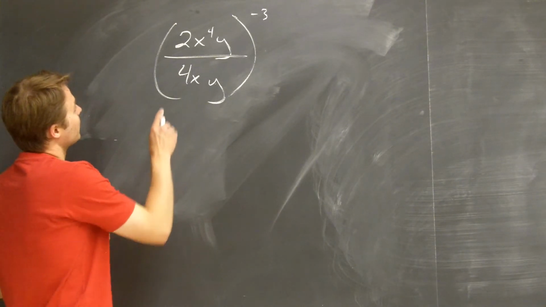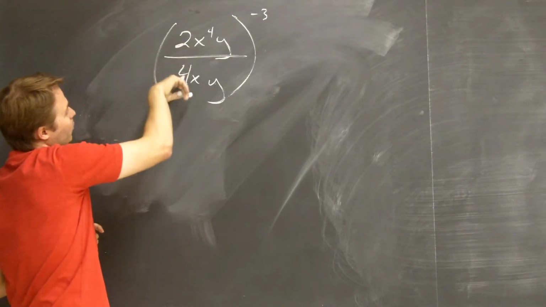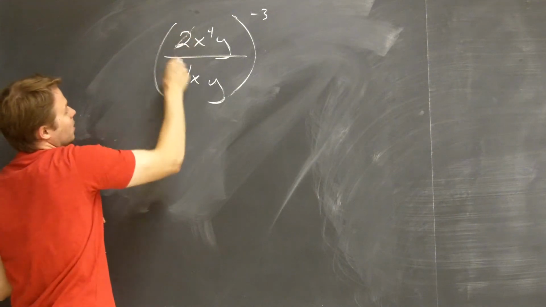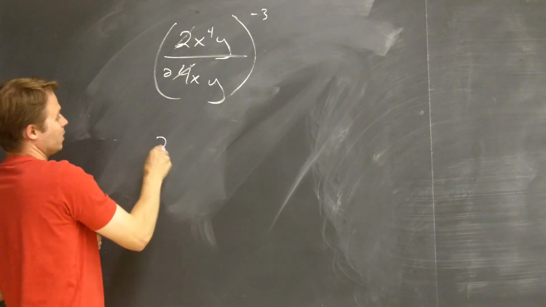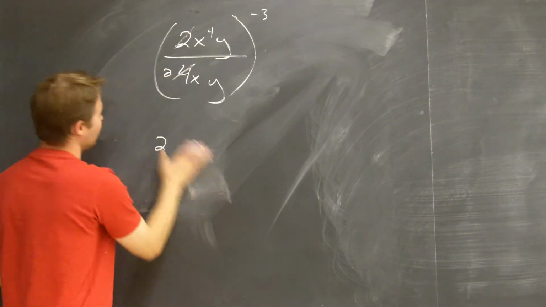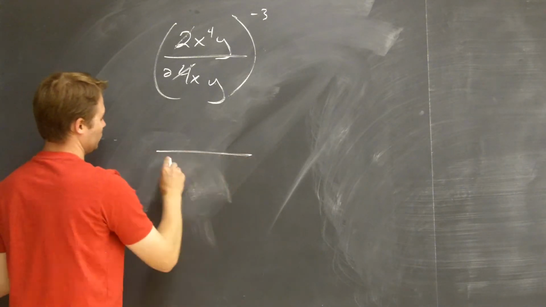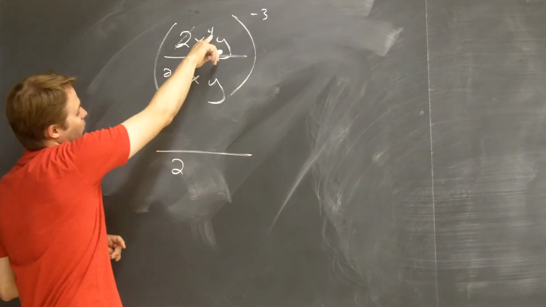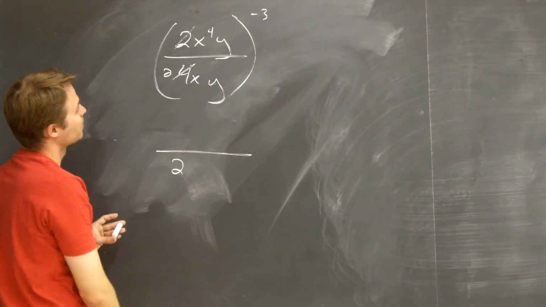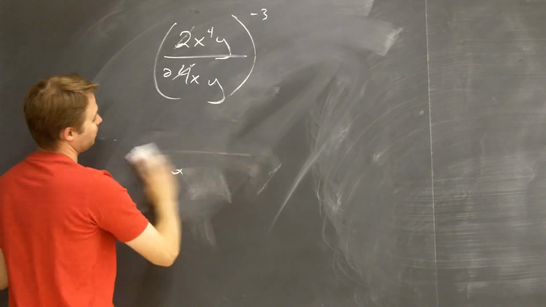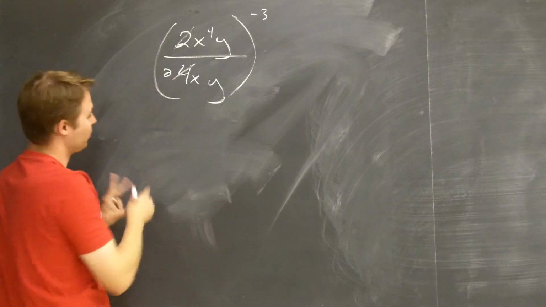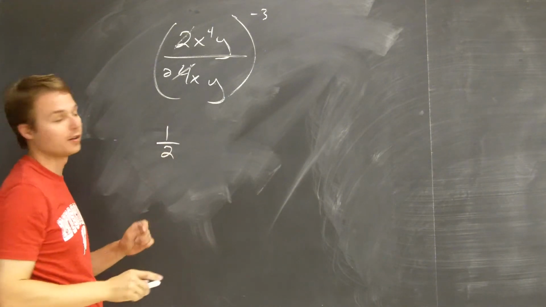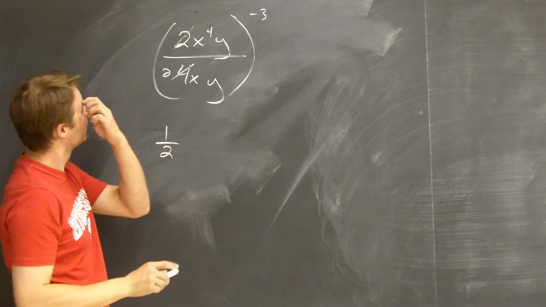So I can go ahead and say, well, 2 will go into 4 twice, so I enter the 2 in the denominator. Actually, this might be a little easier to do like this. We'll say 2 divided by 4 is 1/2. We'll just put this as a 1/2 out in front. You'll see why in a second.